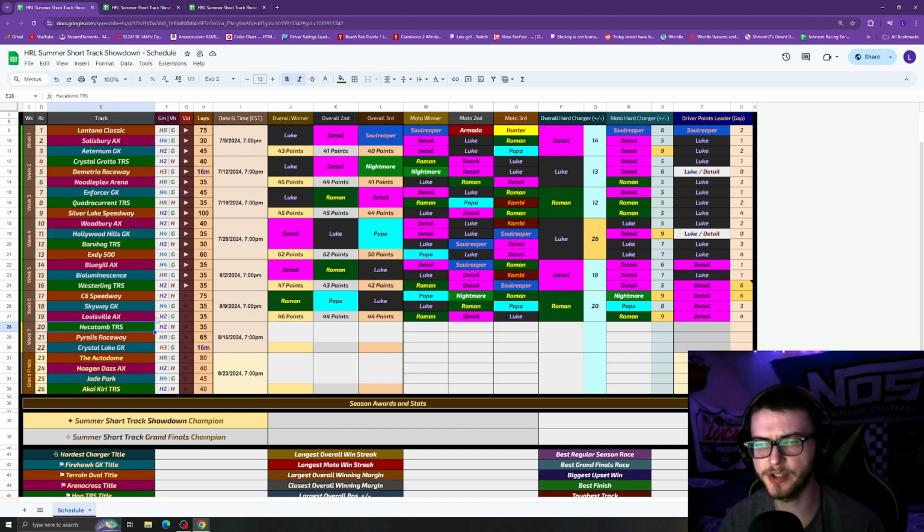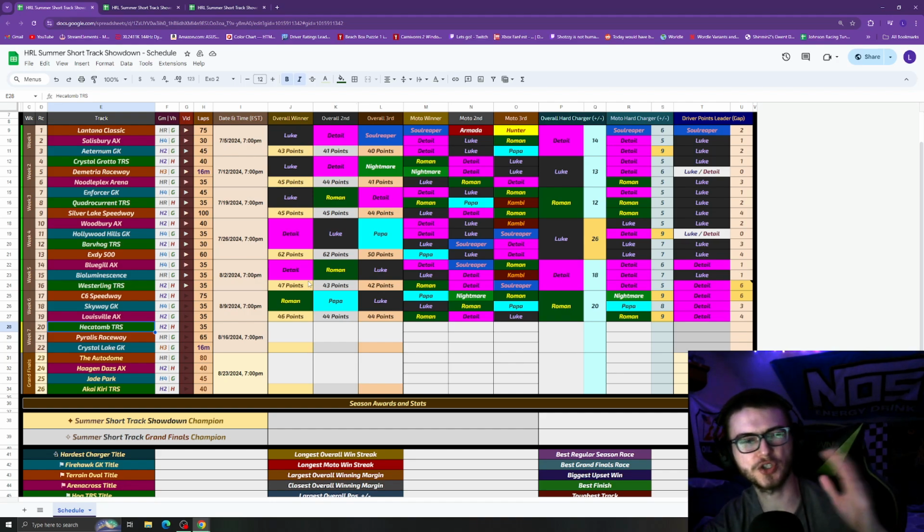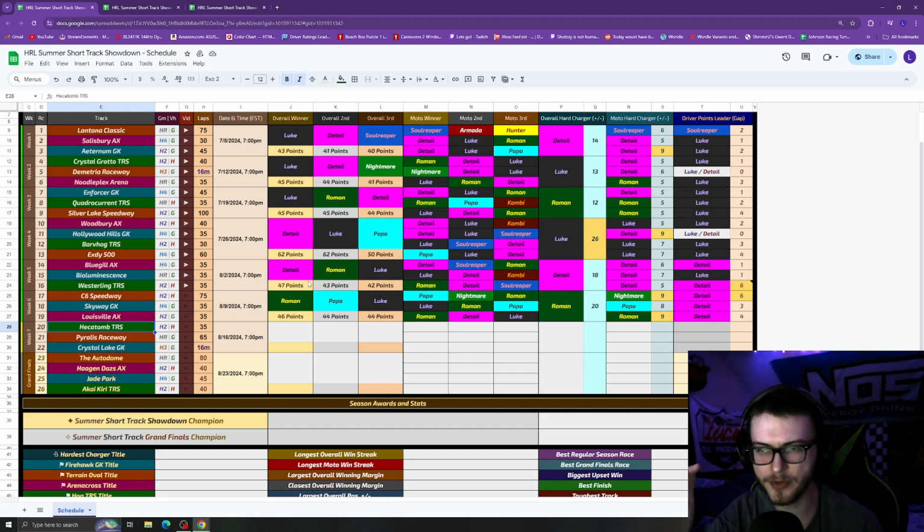But let's take a look at the track. So Hecatomb TRS, I've tested this one out. I think this one's pretty fun. It has one true collision, and then there's also another kind of half collision where it's not a straightforward collision that we're used to.